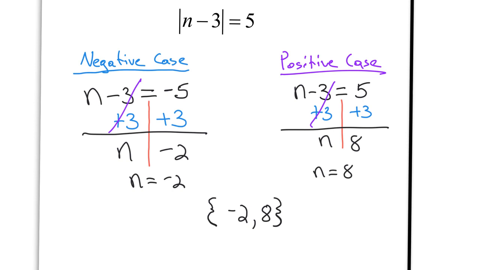It's always nice to write your answers from least to greatest, so the smallest number on the left side and the greatest number on the right side. So my answer set, my two answers are -2 and +8.